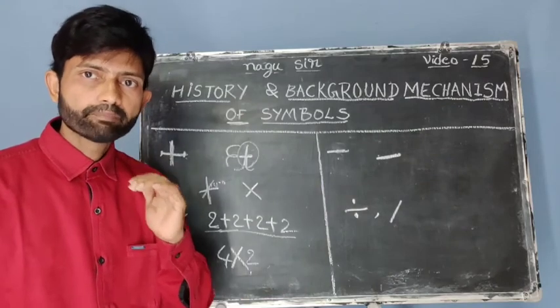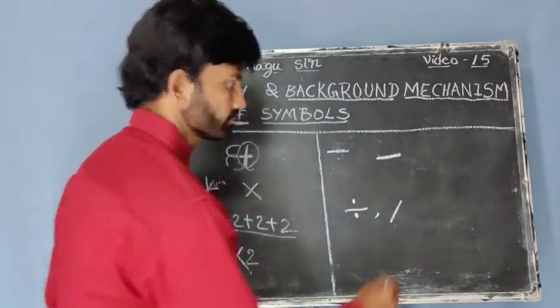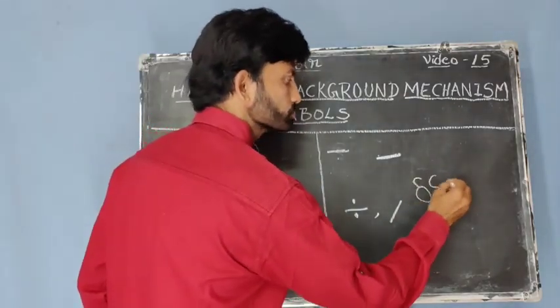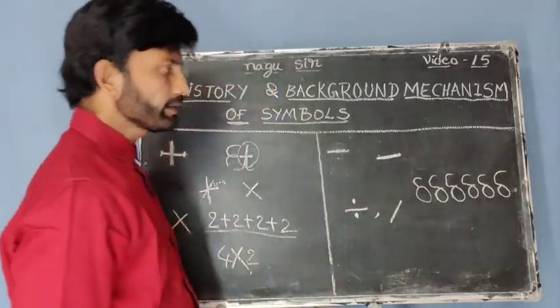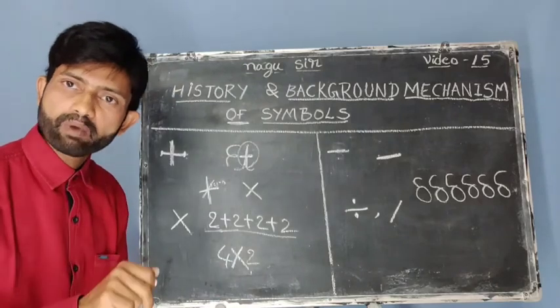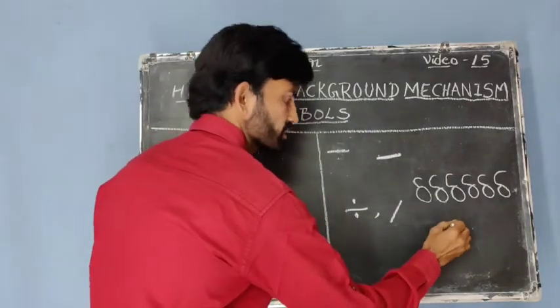Okay, let me give an example. Here I have 6 mangoes: 1, 2, 3, 4, 5 and 6. And you have to share these 6 mangoes between 2 children.